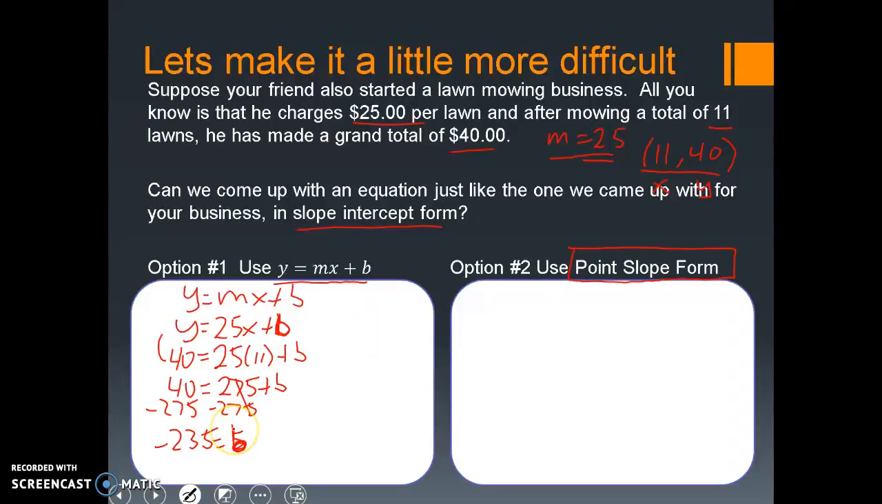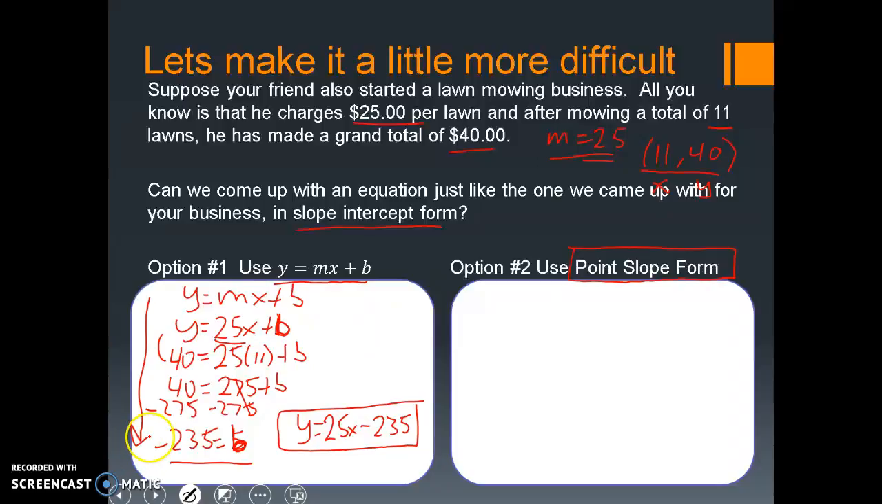So b is negative 235, and my equation would look like this. y equals my slope, which was 25x. That hasn't changed. But now I know my y-intercept is negative 235, which means my friend must have bought a lawnmower for $235.